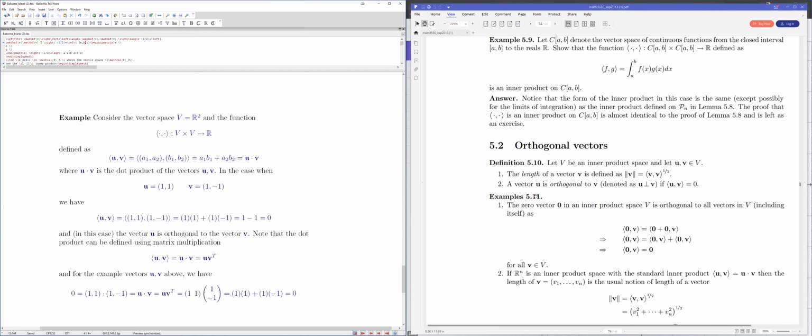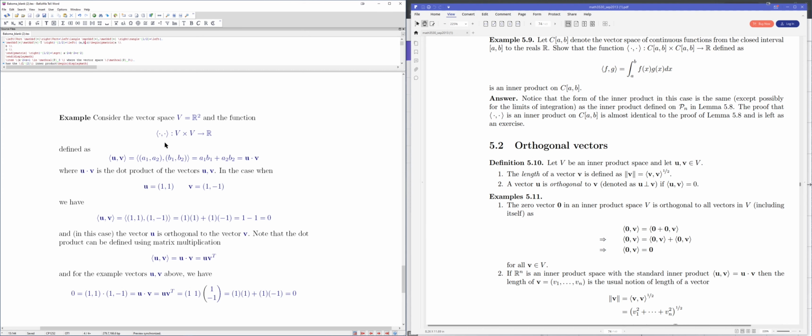Alright, so the next definition that we want to look at is, if I have two vectors u and v, and if I work out the inner product between them and it turns out to be equal to 0, then you say that the vector u is orthogonal to v, with respect to the inner product that you're dealing with. And we saw examples of this already.